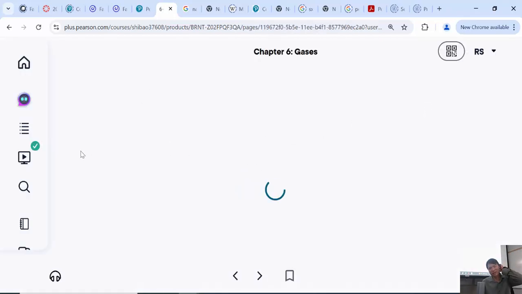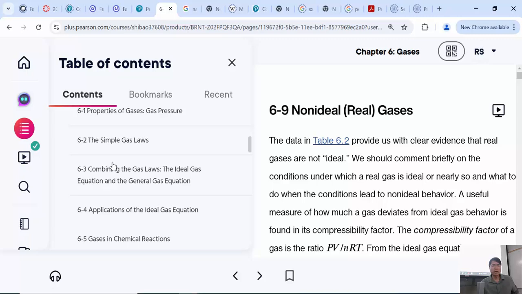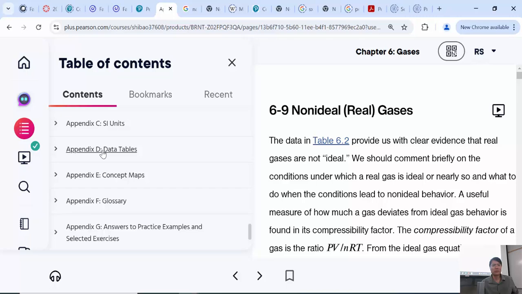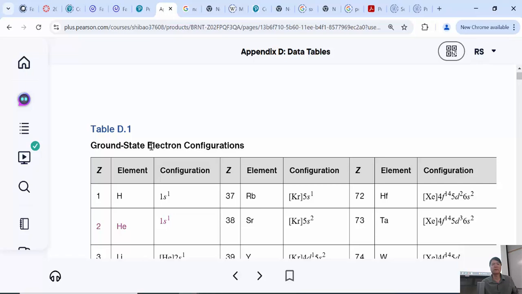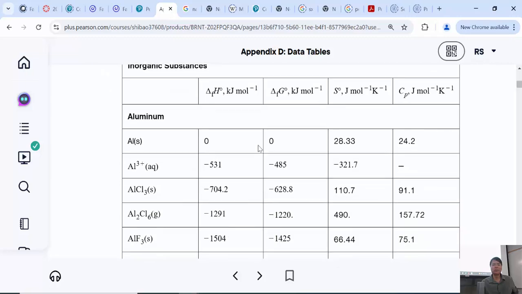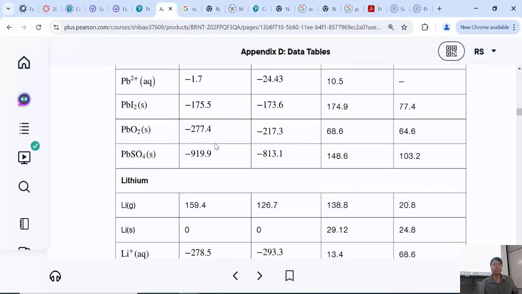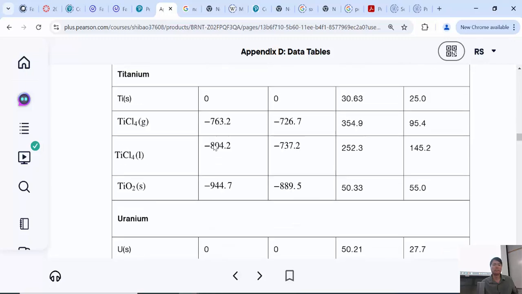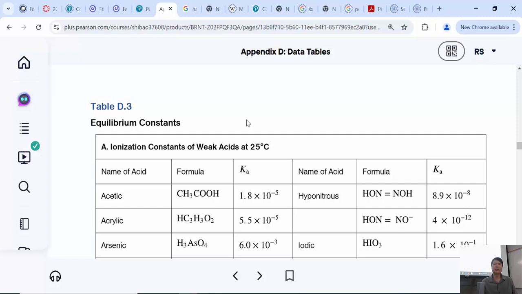These K values are compiled in small tables in the chapter or in larger tables in Appendix D. So let's take a look at some K values from Appendix D here. The data tables. So table D1, ground state electron configurations. Table D2 is just thermodynamic data here. D3 is the equilibrium constants.